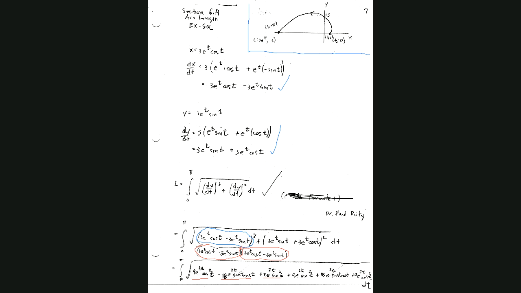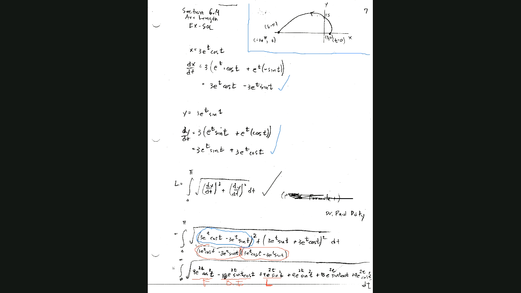So this is like your first term. The negative 18e^(2t) sin t cos t comes from adding your inner and outer terms. And then the 9e^(2t) sin² t, that's the last, from multiplying negative 3e^t sin t by itself.